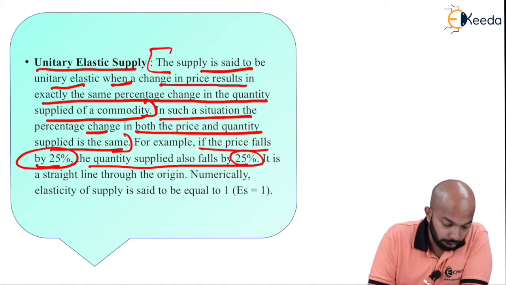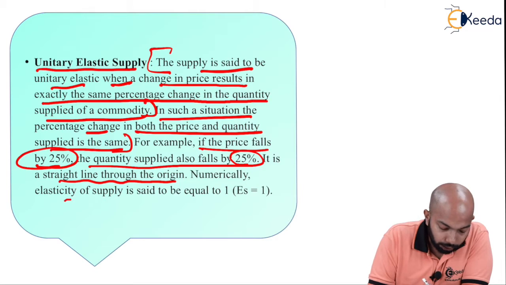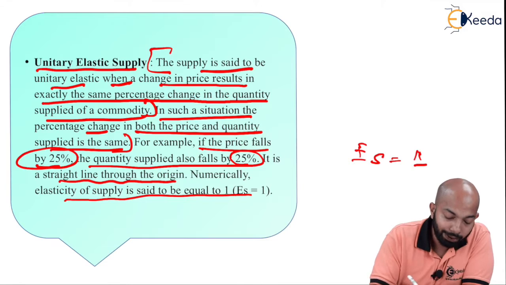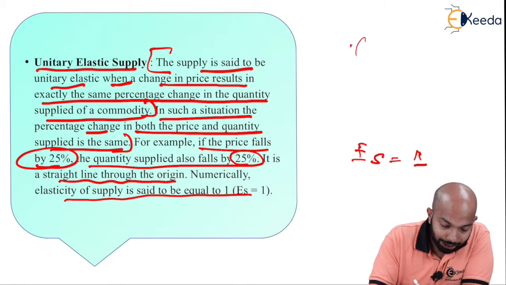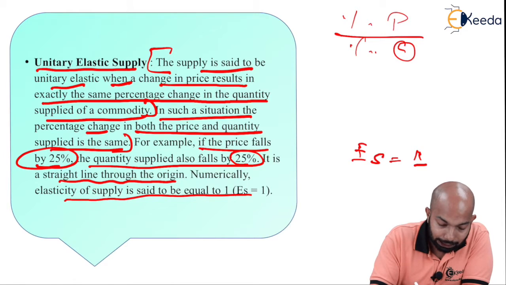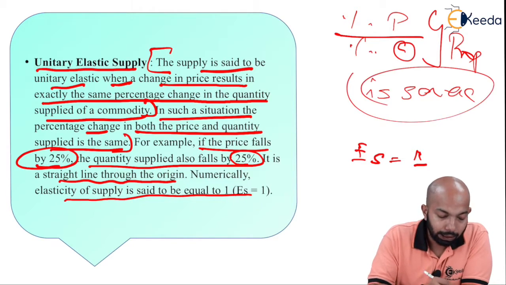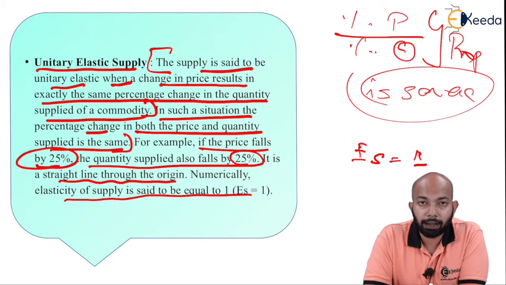This has been mentioned. If it is a straight line through the origin, then elasticity of supply equals 1. So ES equals 1 here. Why? Because the percentage change in quantity and the percentage change in price are in the same proportion. Hence, this is known as unitary elastic supply.